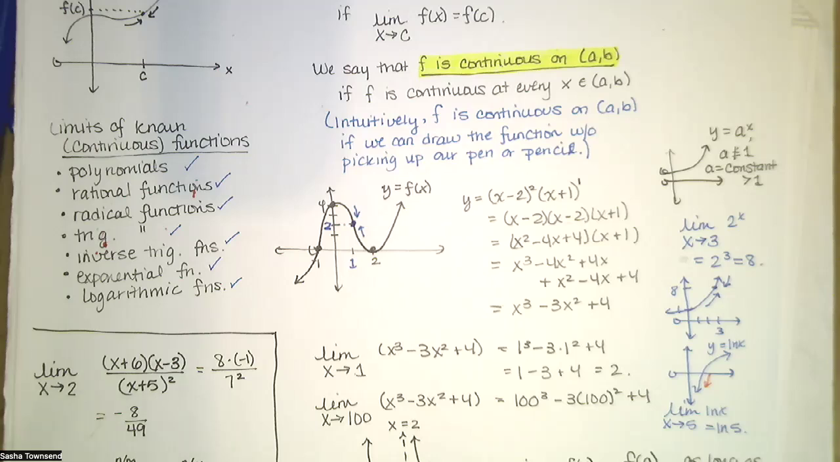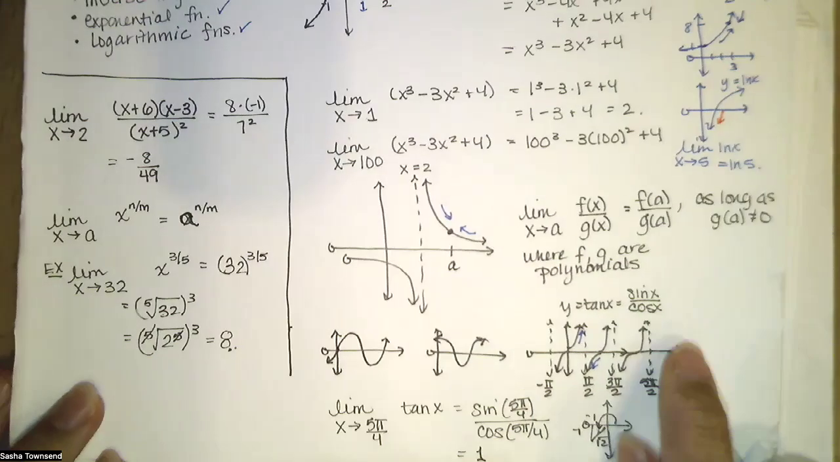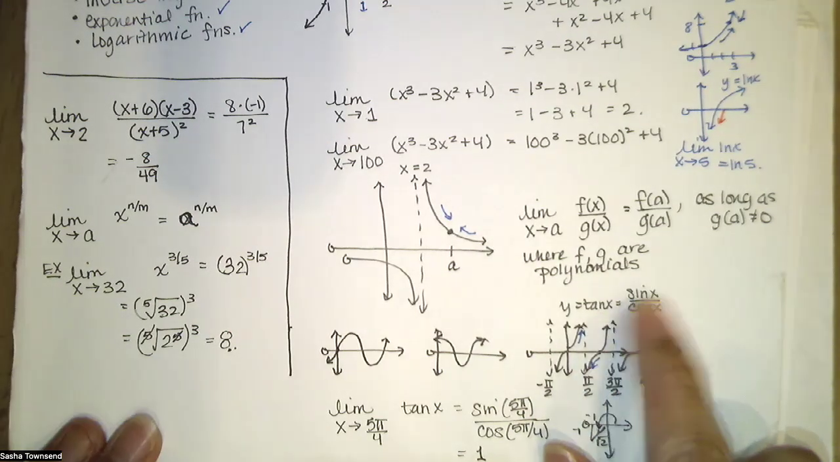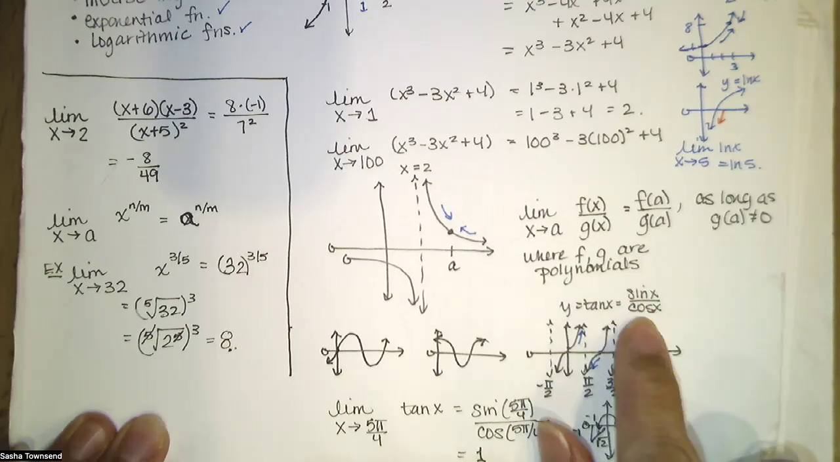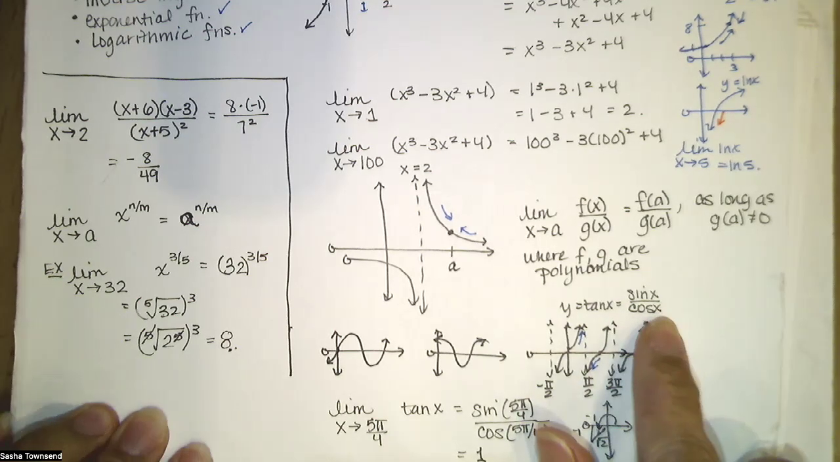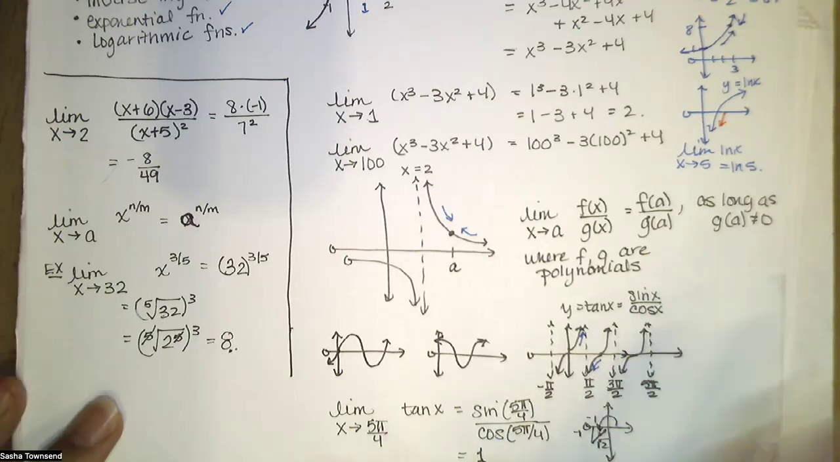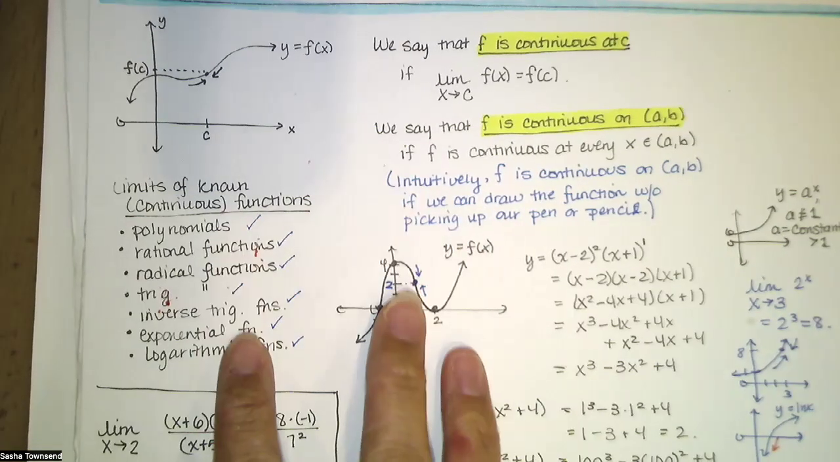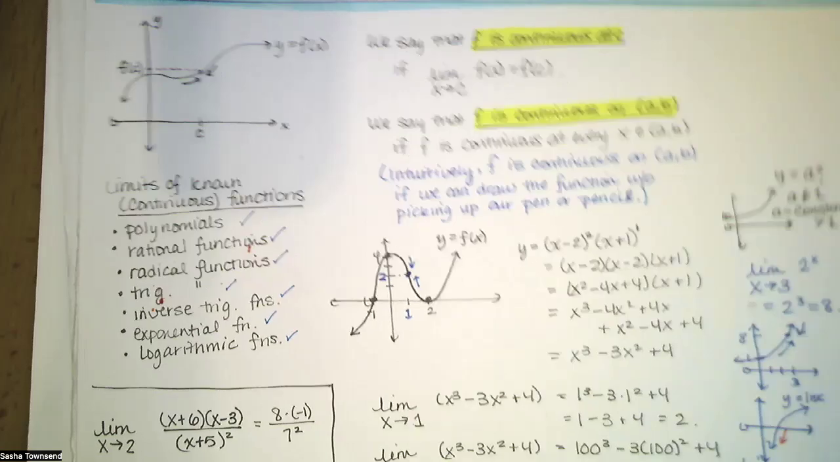You might have problems if you don't remember what those functions are and what they look like. So if you don't remember that tangent of x is sine of x over cosine of x, or you do remember that, but you don't remember when cosine equals 0, then we may have to review that in order to compute the limits of these continuous functions.